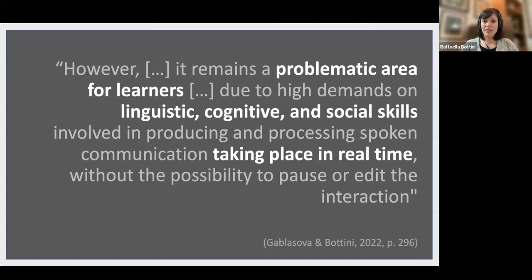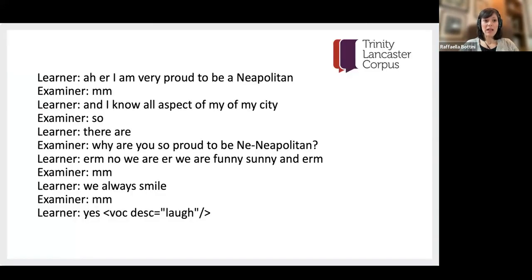So what does it mean that speaking takes place in real time? Well, here we have an extract from the Trinity-Lancaster corpus. The Trinity-Lancaster corpus is a corpus of L2 English. It contains 4.2 million words and over 2,000 speakers. And it's the largest spoken learner corpus of English to date.